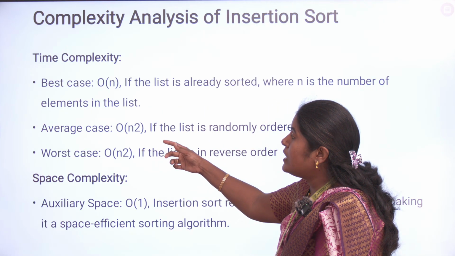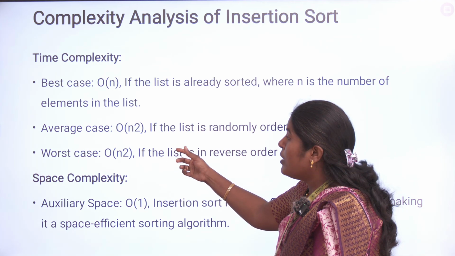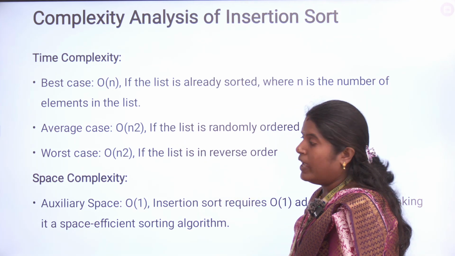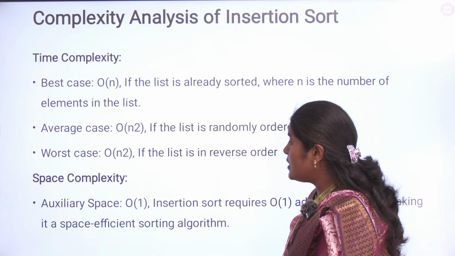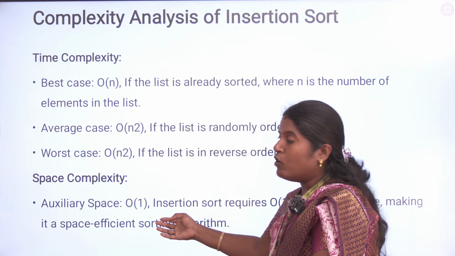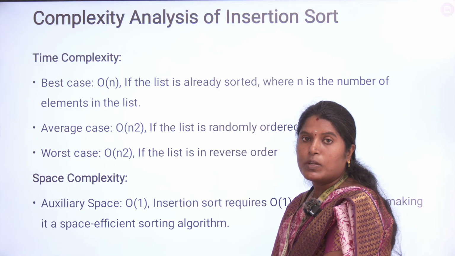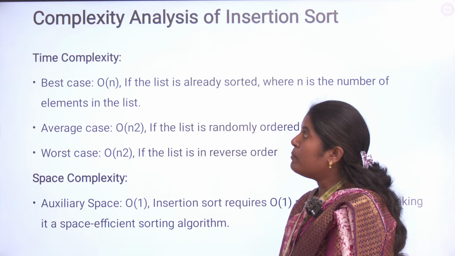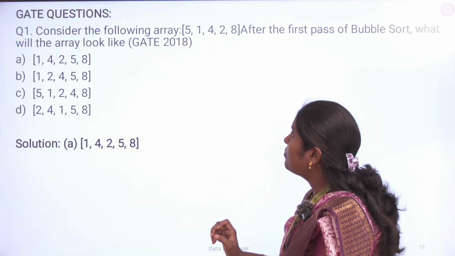In the average case it takes O of n square, and for the worst case also it takes O of n square. Moving on to the space complexity, like bubble sort it takes O of 1, because it does not require any additional data structures for implementation of this algorithm.